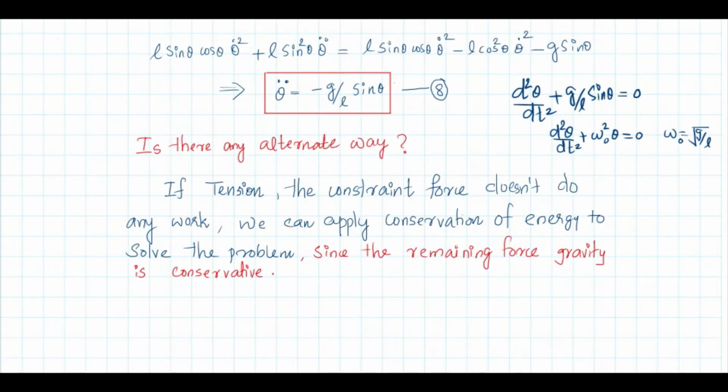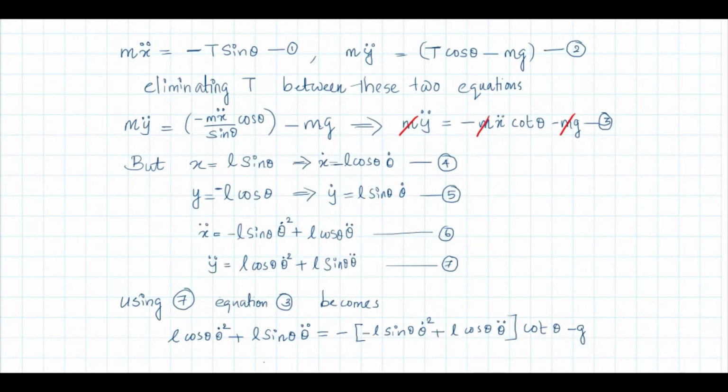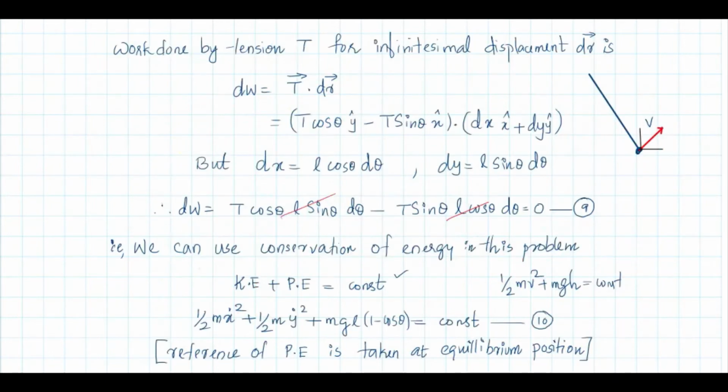Why is it mgl into 1 minus cos theta? Because the reference point is the equilibrium position. Suppose the bob is at this position when it is vertical and now the position is somewhere here. So mg into this height gives the potential energy of this mass. At the equilibrium position, the potential energy is 0. When it reaches here, it makes a height difference of L minus L cos theta. So mg into L minus L cos theta is the potential energy. So the sum of kinetic energy plus potential energy is constant.